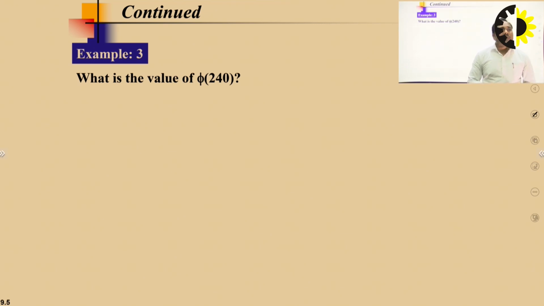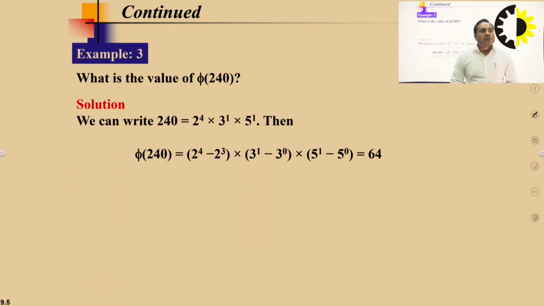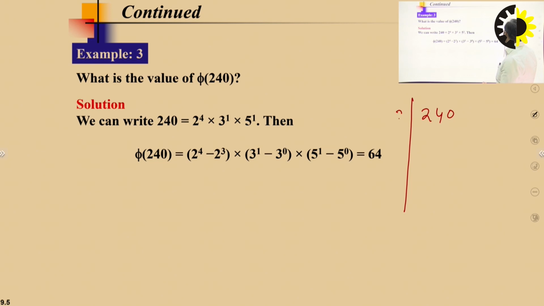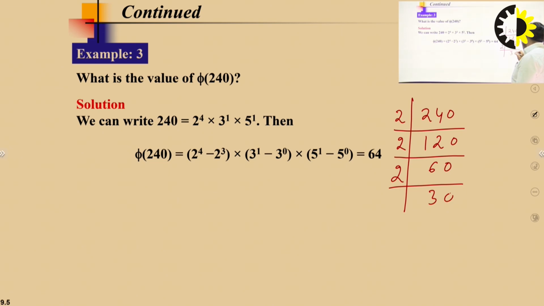Now, if you are going to solve the value of phi 240, how can you solve it? First you will factorize 240 by using the prime numbers 2, 3 and 5. So 240 divided by 2 gives 120, and again you divide to get 60. Again you factorize to get 30, and 30 is divisible by 2, so you can factorize again.